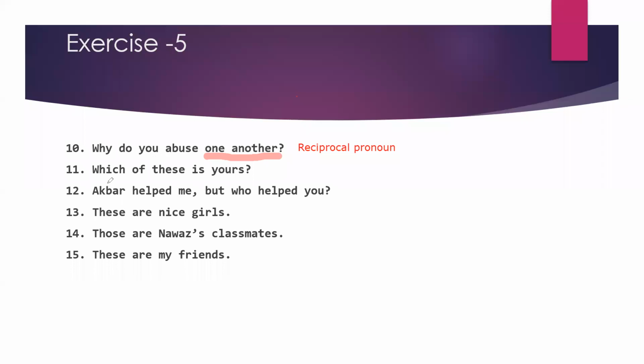So here we have, dear students, the word which. We are going to underline which is a pronoun, and which kind of it is, you will tell me. Who is there to tell me? Which of these is yours? Interrogative. Very good. Interrogative pronoun.